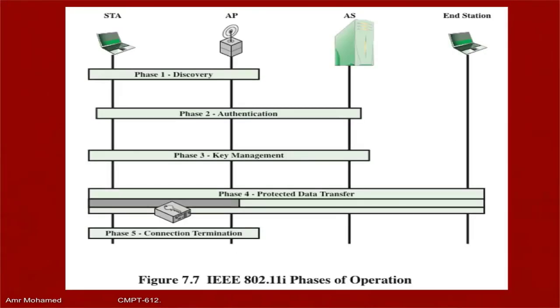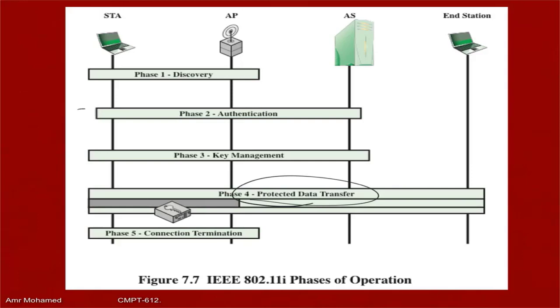So the phases we have to go through in order to eventually have the protected data transfer are, the first thing is to do discovery. The discovery phase talks about the fact that access points will broadcast the SSID. So the station will then have a set of SSIDs. Whether this is done automatically or manually, the station needs to associate itself to one access point.